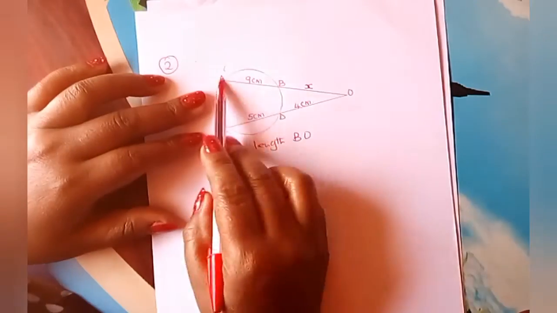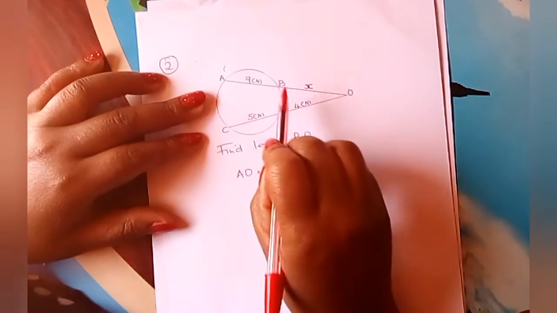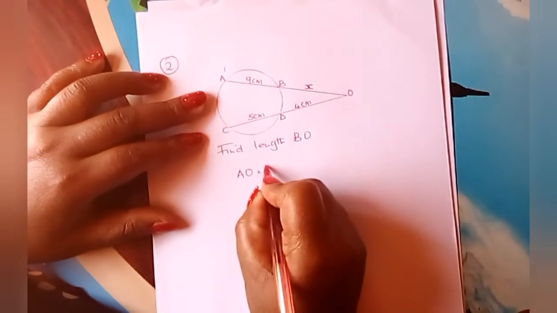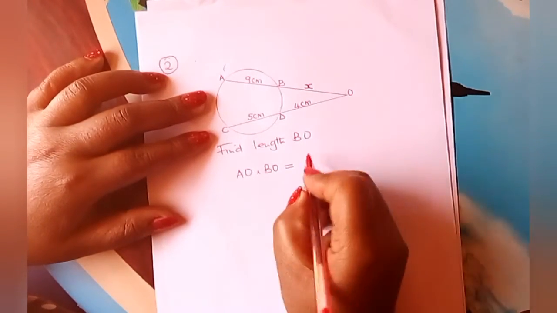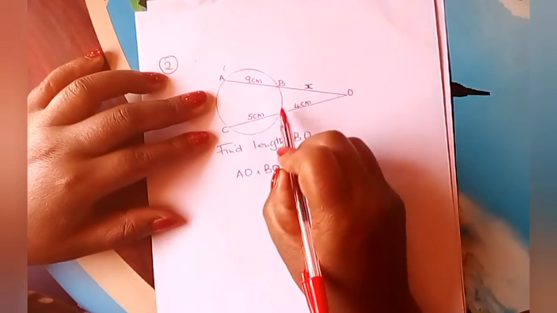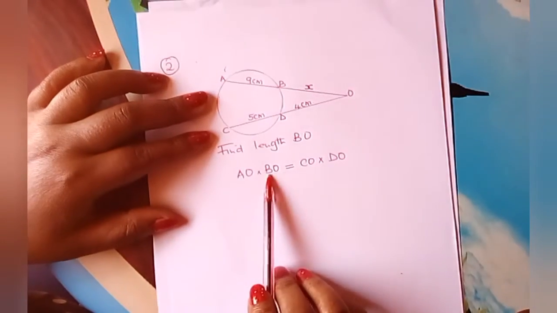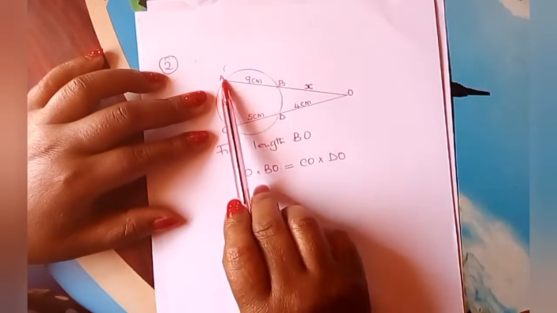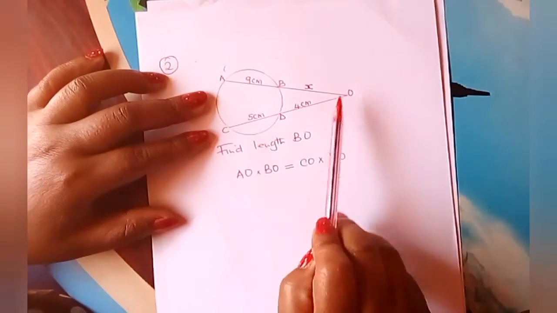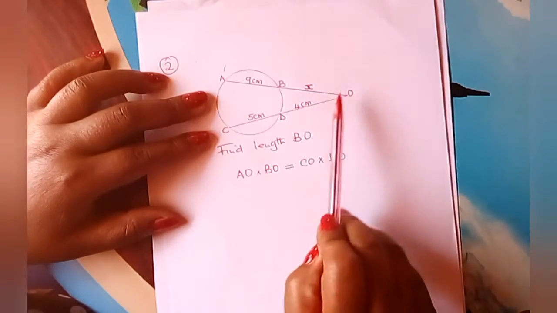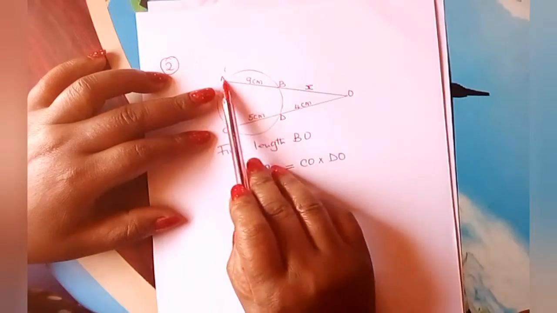We talk of AO, learner, AO times BO is equal to CO, look at that, times DO. Yes, this relationship should be in mind. So AO times BO is equal to CO times DO, learner. Fix it in mind.